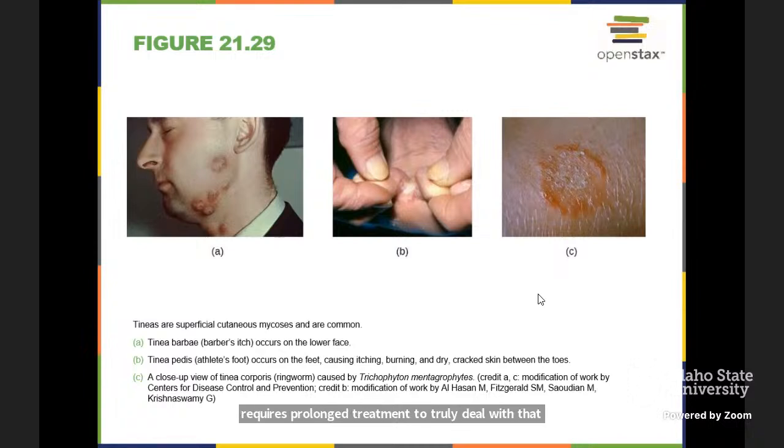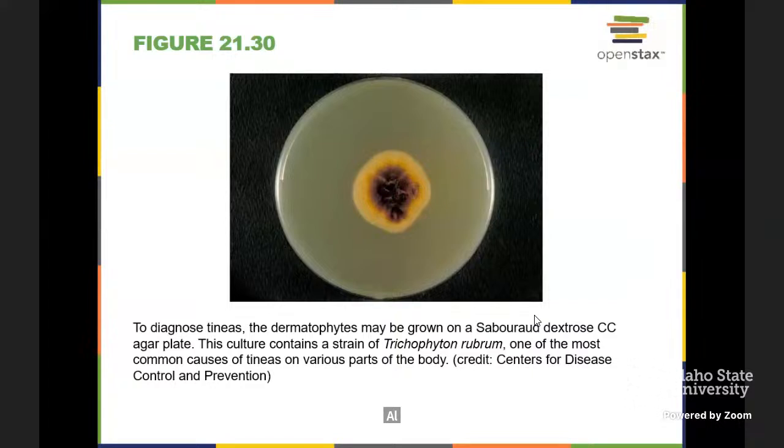All right, we'll stop with that and talk a little bit more of the fungi Wednesday.